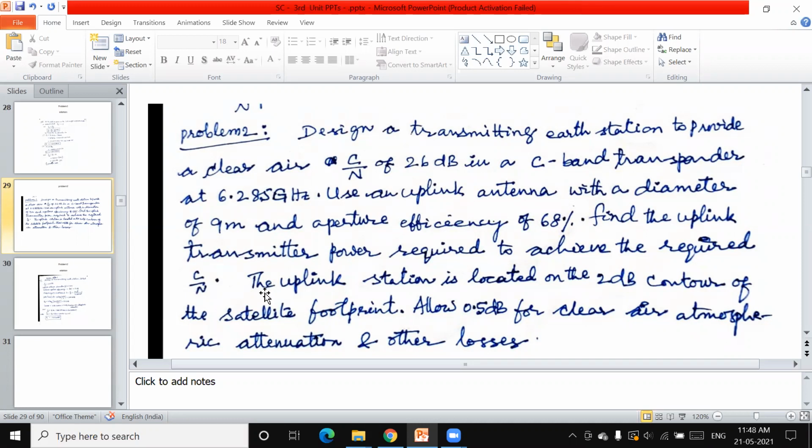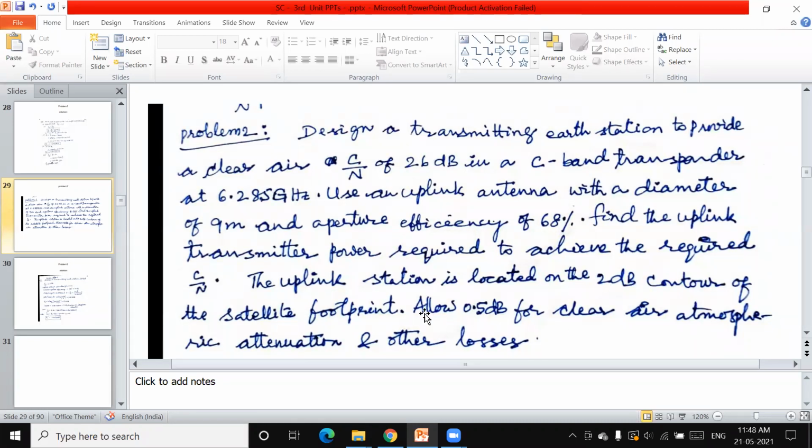So further he has given that the uplink station is located on the 2 dB contour of the satellite footprint. That means the contour of the satellite footprint represents a loss. Because the uplink station is kept at the 2 dB contour of the satellite footprint, it shows a 2 dB loss. So it will be in the loss, it will be added.